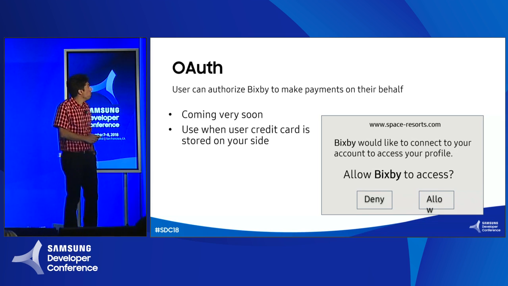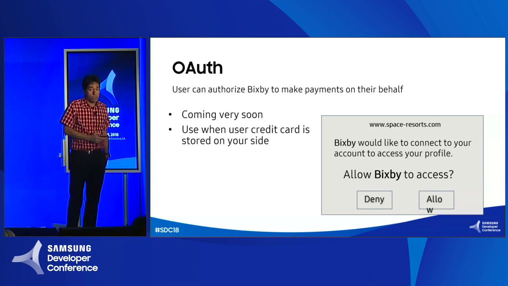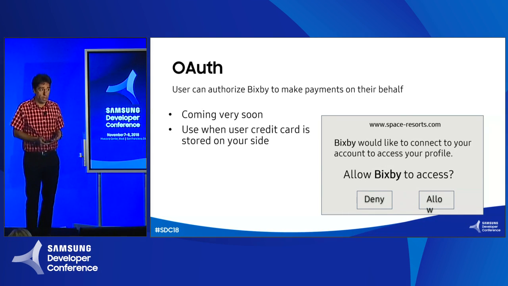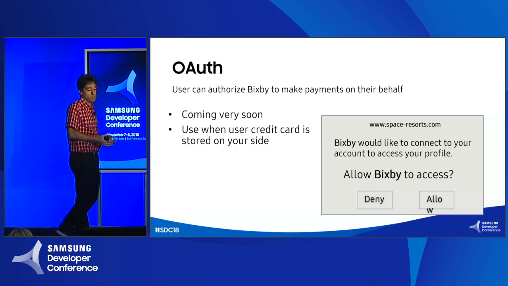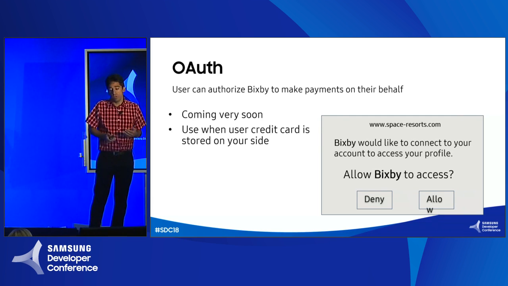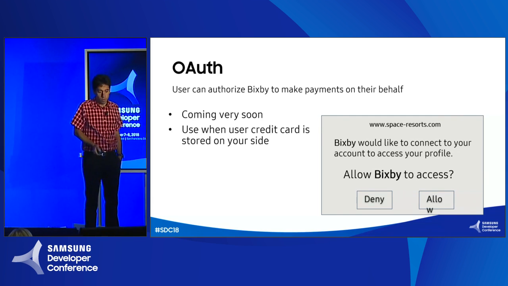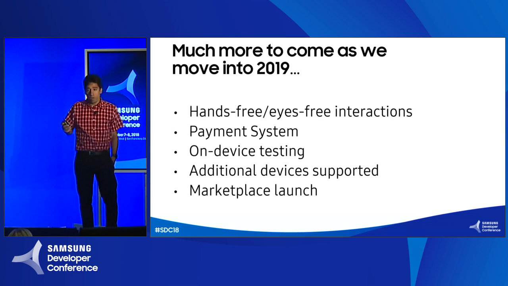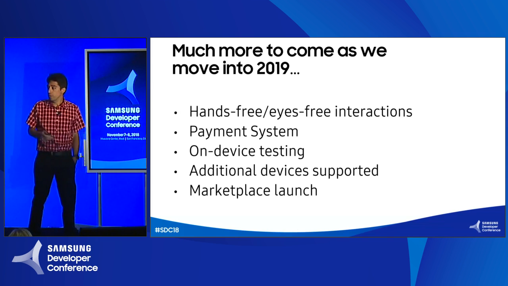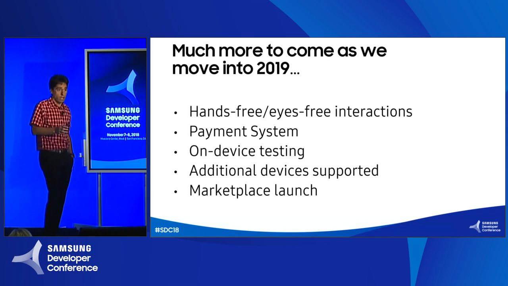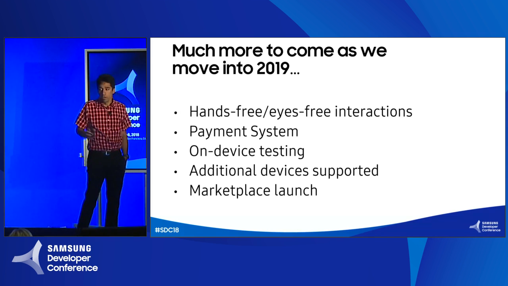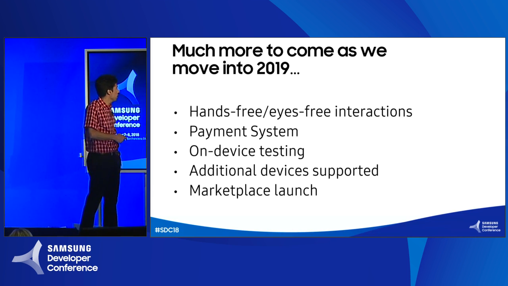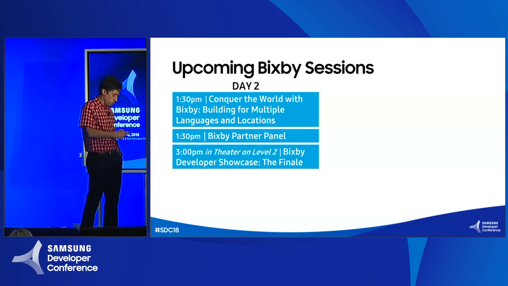And if you store the user's credit cards on your side, then you might want to use OAuth for payments. This basically allows Bixby to make payments on the user's behalf. There's much more to come. Hands-free, eyes-free, which I encourage you to stay here for the next session, which covers that part. And payment systems are already mentioned.